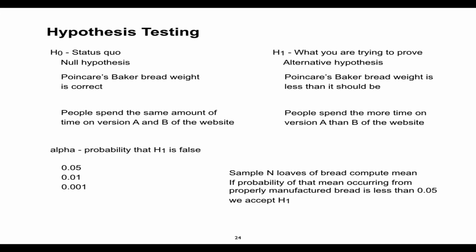The first part of Poincaré's story is that you buy loaves of bread over time and you measure each one and look at the distribution, compute the mean, and what's the probability that for a sample of that size, right, the mean will be not where it's supposed to be, right?